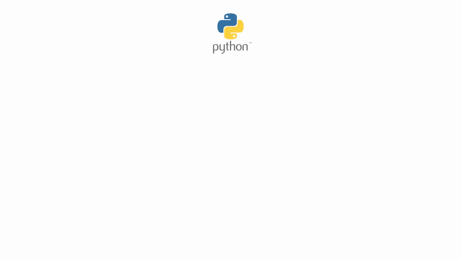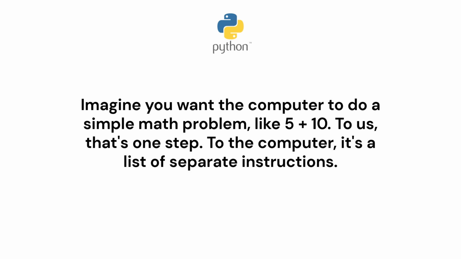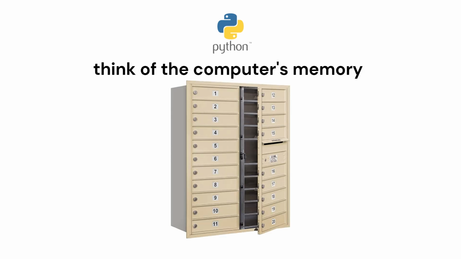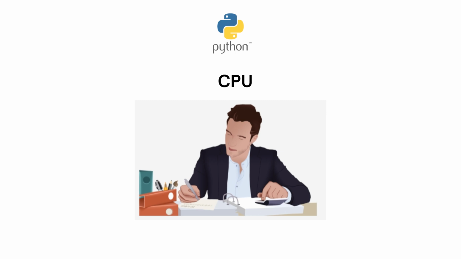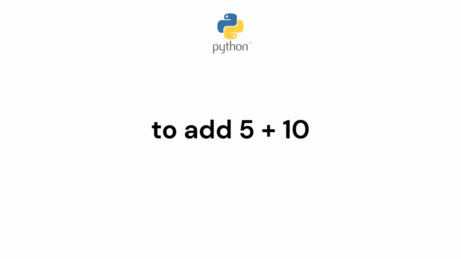Let's make that simple. Imagine you want the computer to do a simple math problem, like 5 plus 10. To us, that's one step. To the computer, it's a list of tiny separate instructions. Think of the computer's memory, its RAM, as a giant wall of mailboxes, each with a unique address. And think of the CPU as a workbench or a main desk, which is the only place the actual work, like adding, can happen. So to add 5 plus 10, the machine code instructions are like this.